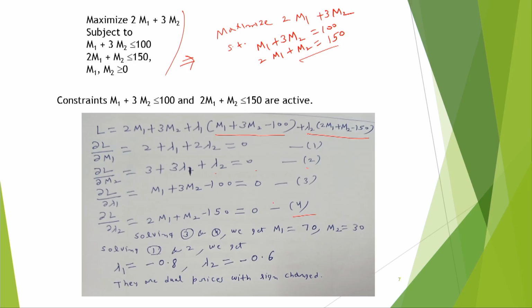So now we have 4 equations and 4 unknowns, and we can solve them. If we solve that, we get m1 equal to 70 and m2 equal to 30.